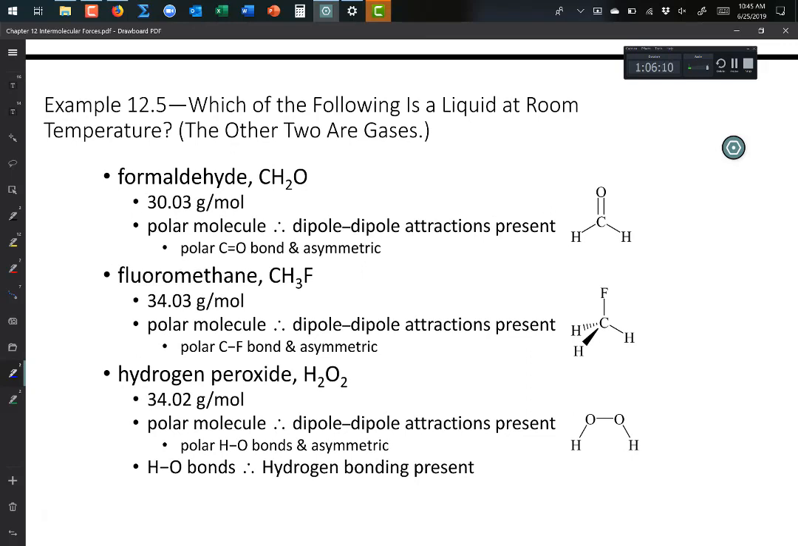So given some structures here, right? Which of the following is a liquid at room temperature? And the other two are gases. So I have formaldehyde. I have fluoromethane. And I have hydrogen peroxide, right? So if you go through, you do the analysis, the molecular weights are all about the same.